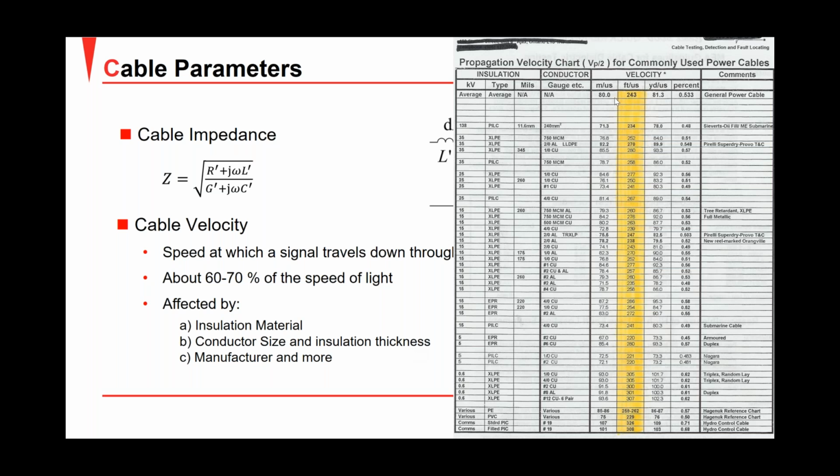If you see the chart in the slide, you can see that we can have the propagation velocity of the cable in meters per microsecond, feet per microsecond, yards per microsecond, or also as a percentage of the speed of light. And you can see that what really changes the propagation velocity is, as I said, the insulation material, the conductor size, and the insulation thickness. So this is the last parameter I would like to talk about.